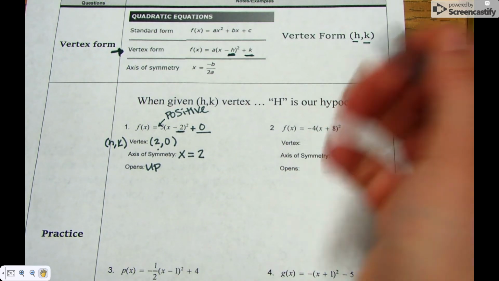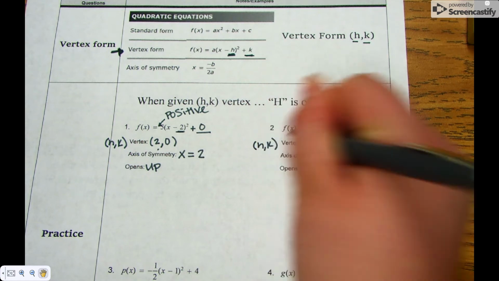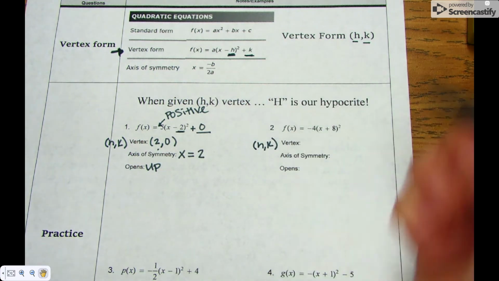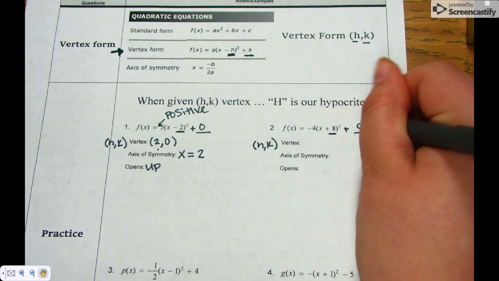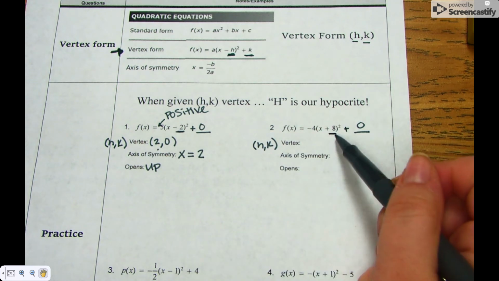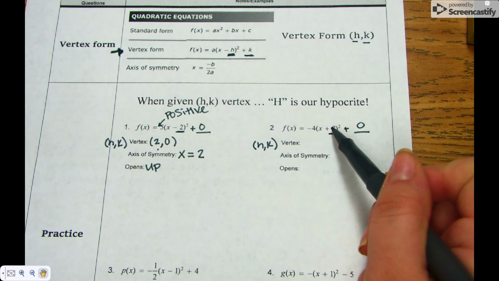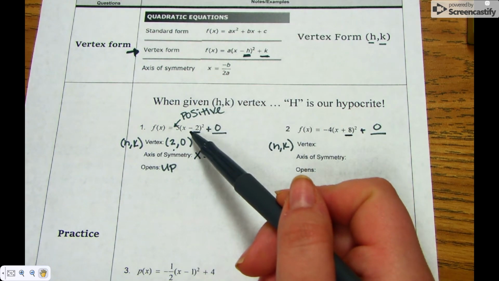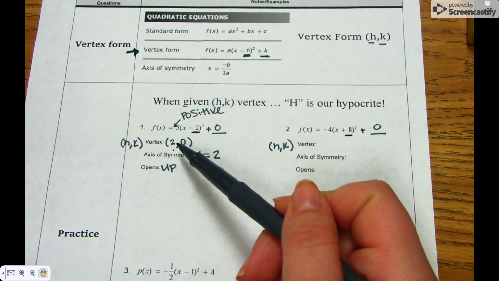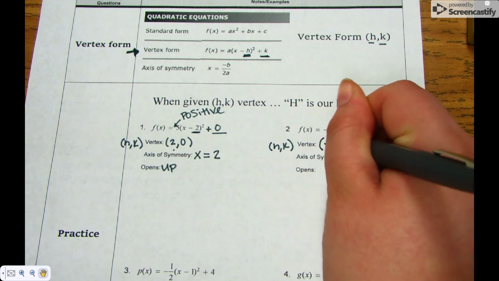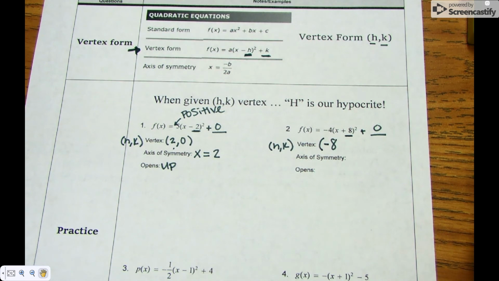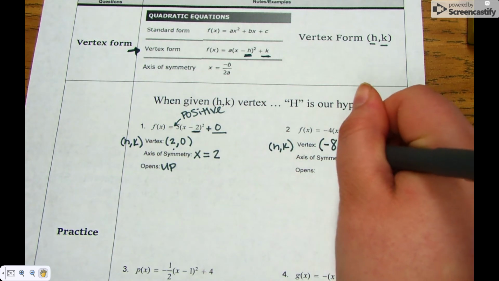So remember, if my vertex is h comma k, and this 8 is in the h spot, I don't have anything out here in k, so I'm going to do just like what I did before. I know that k is going to be 0. H is our hypocrite, meaning it's going to do the opposite of what it looks like. So like over here, when I had a -2, my vertex was +2. So right here, my vertex is going to start with a -8 because it's positive and h is a hypocrite. So I have -8 comma 0.